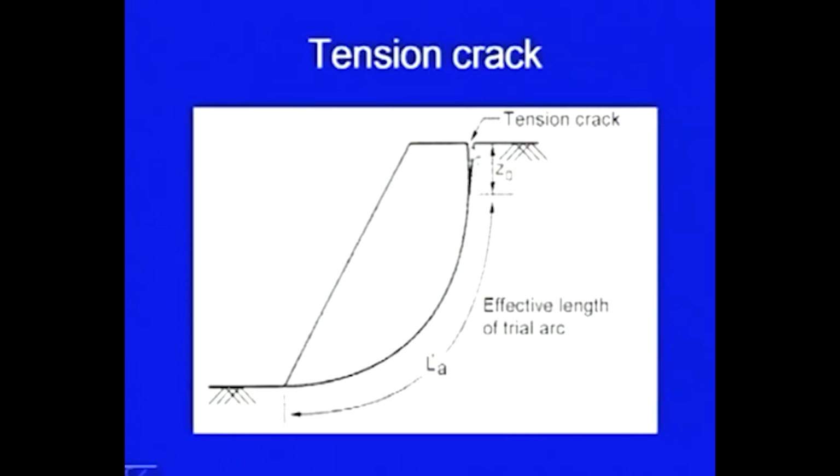So, if this crack is filled with water, the hydrostatic pressure you can take as a triangular variation diagram. So, pressure diagram will be triangle, and you can find out its center of gravity. You can also calculate how much is the amount of the pressure, total pressure, and then it will create a destabilizing moment. So, that moment should also be taken into account while doing the analysis.